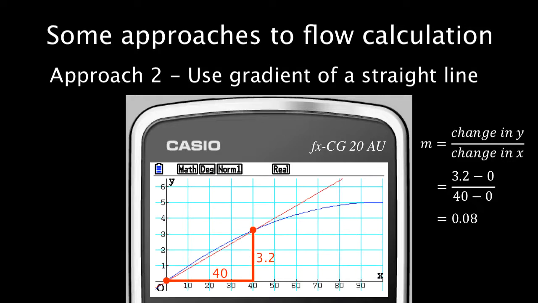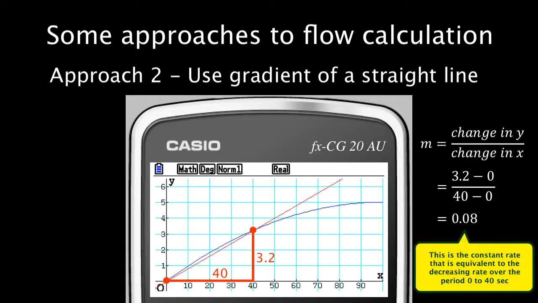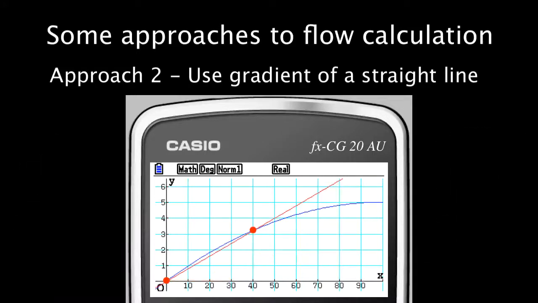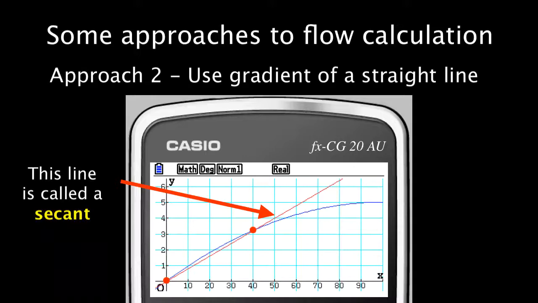While this is not correct, it is a nice attempt. It actually calculates the constant rate of flow that would have delivered the same total volume of water in the initial 40-second interval that the continuously decreasing rate of flow delivered. The value calculated is called the average rate of flow over the given time period. Oh, by the way, a straight line cutting a curve like this one is given a fancy name. It's called a secant.